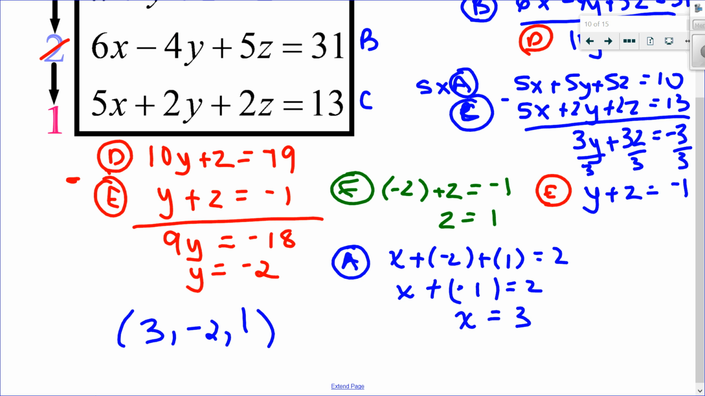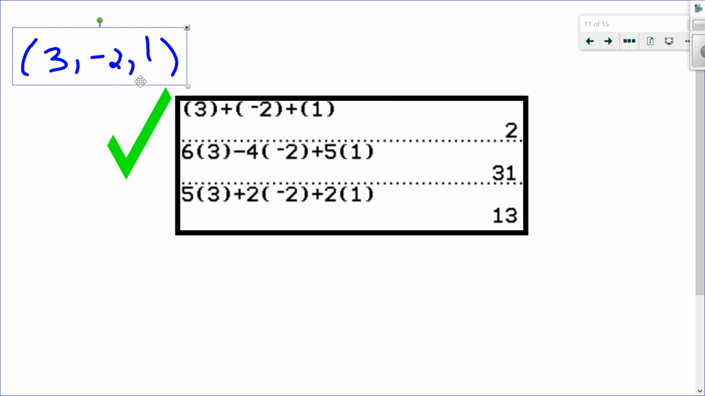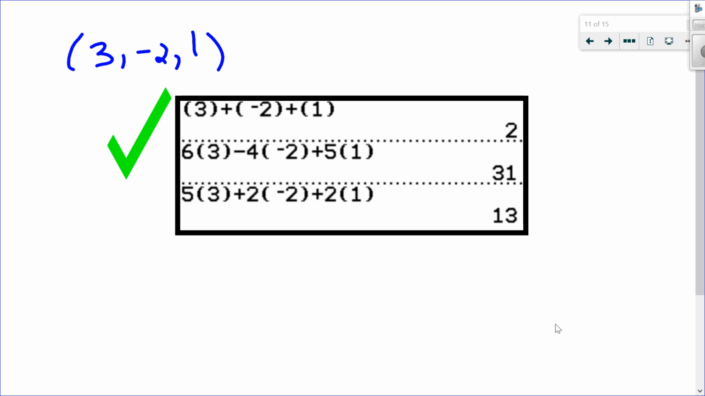So let's copy this point over, and I'm going to show you my check just to see if I did that correctly. I'm going to take this point and put it into my original equations. So you can see when I have x plus y plus z equals, and it's supposed to equal 2, that's good. And then my second equation plugging in 3, negative 2, and 1 also is good. And then my last equation has to work for all of them. So definitely check all of them and show a check for all of them.